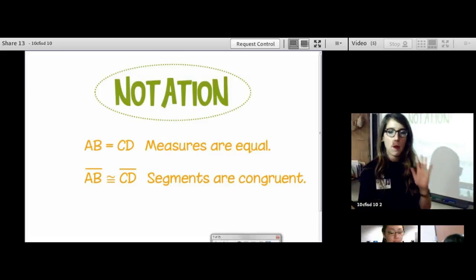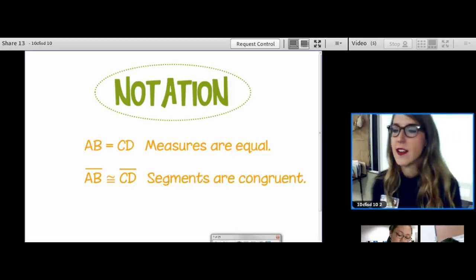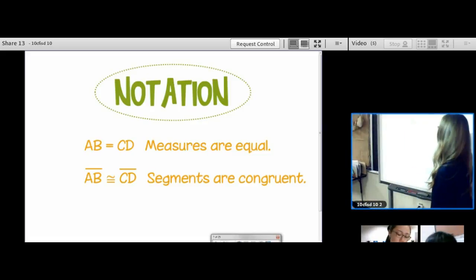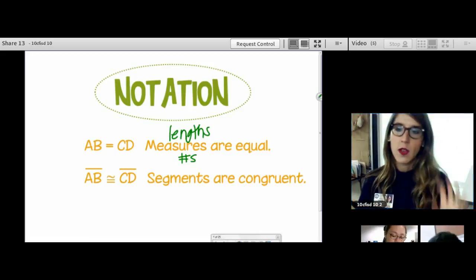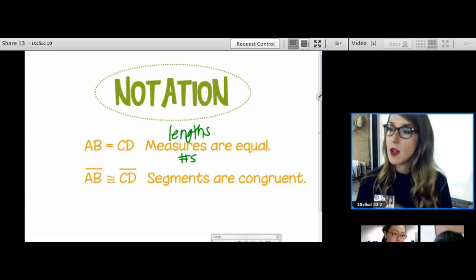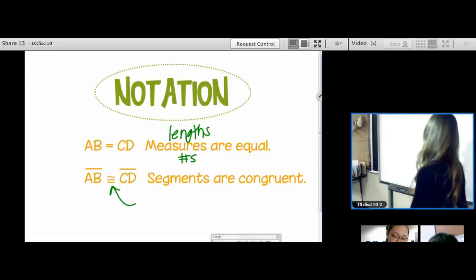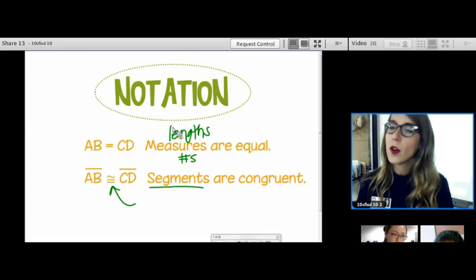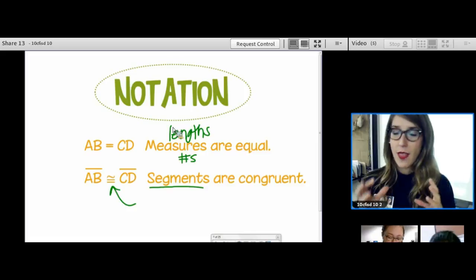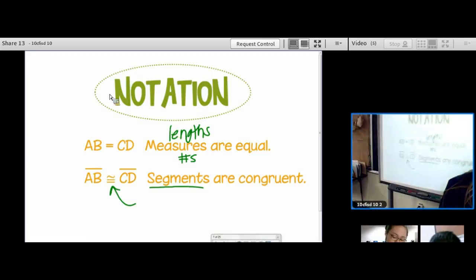Put this down in your notes. I want to remind you about notation. When we use an equal sign, we're talking about measures. We're talking about length. We're talking about numbers. So when we use an equal sign, those are distances, measures, lengths, numbers. When we use a congruent sign, that's when we're talking about objects, about segments. We're not talking about their length or numerical value. We're talking about the object itself, like a triangle or a segment or a circle. So I just wanted to remind you of the difference in notation.